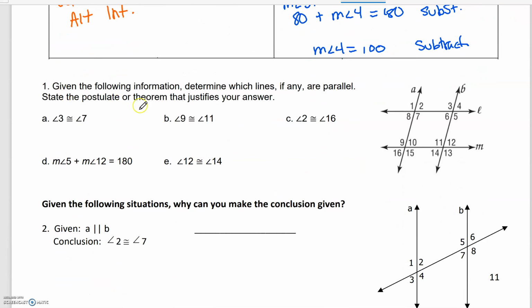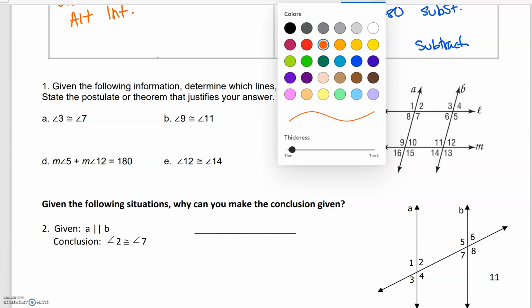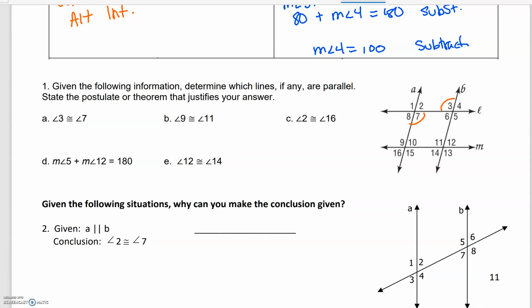All right, so now we're going to give the information that would help determine which lines, if any, are parallel. So if they tell us that 3 and 7 are congruent, these are alternate interior between A and B. So it would prove that A is parallel to B by the converse of alternate interior.